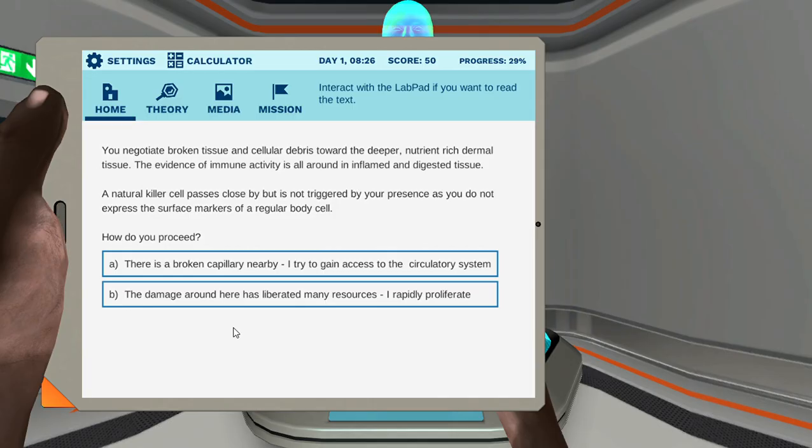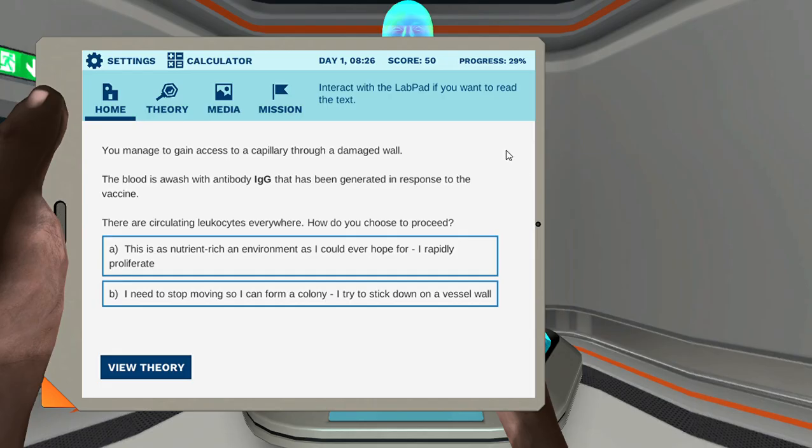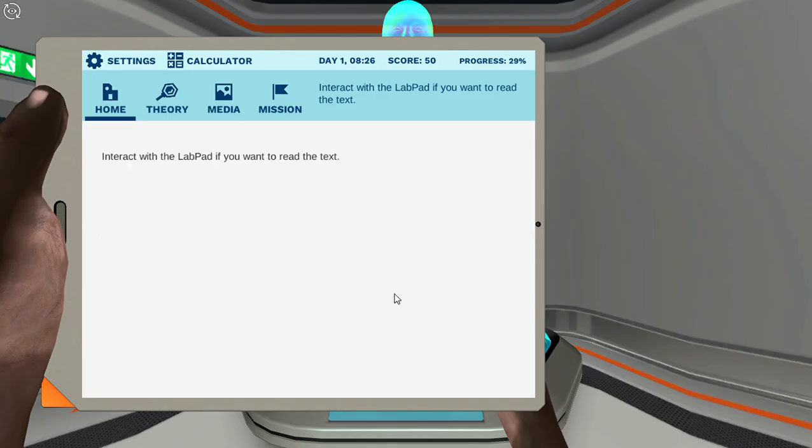A natural killer cell passes close by, but is not triggered by your presence as you do not express the surface... You manage to gain access to a capillary through a damaged wall. The blood is awash with antibody IgG that has been generated in response to the vaccine. There are circulating.